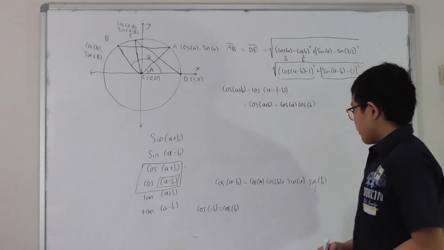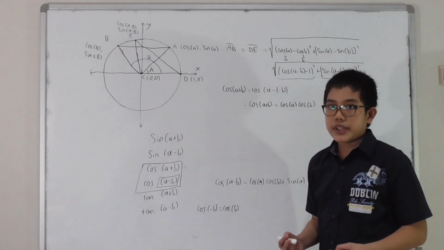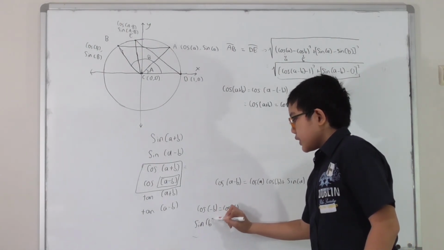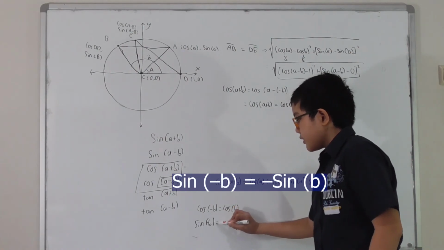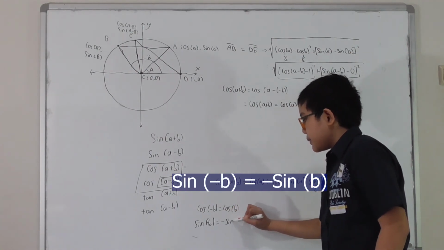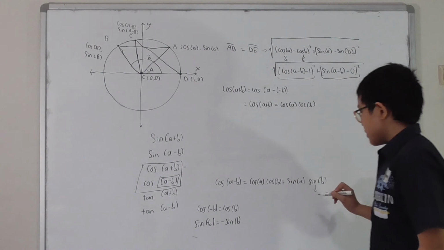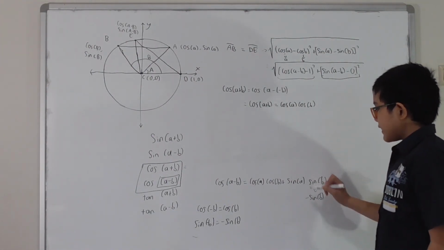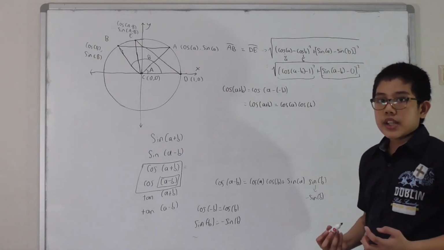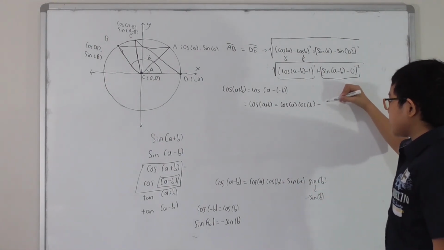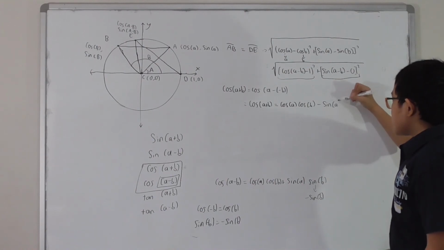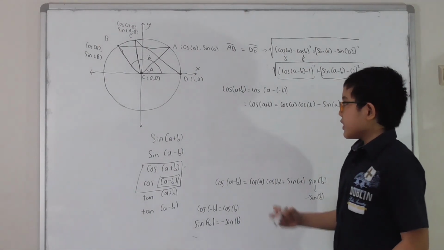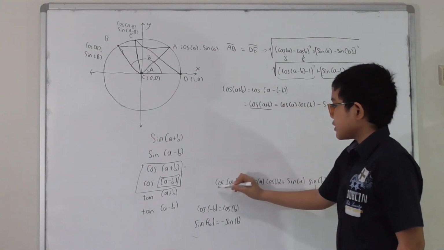So what is sine of negative B? Is it equal to sine of B? Well, sine of negative B is going to be negative sine B. So this is going to be negative sine B. So sine of A times negative sine of B is going to be minus sine of A times sine of B. And there you go. We've also proven our cosine of A plus B.